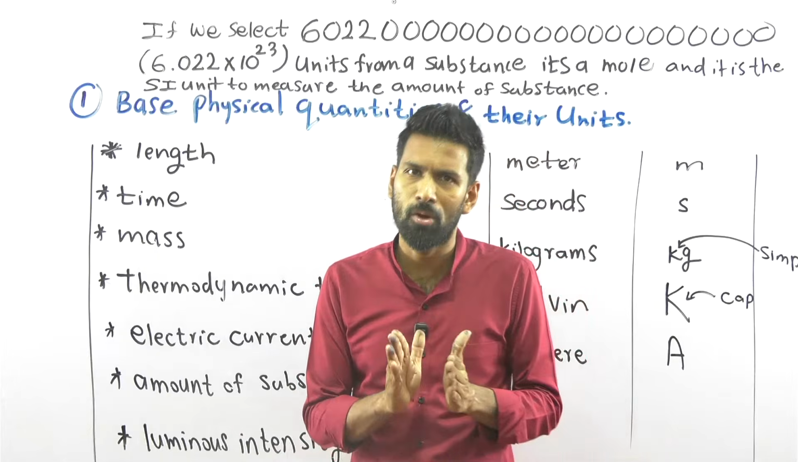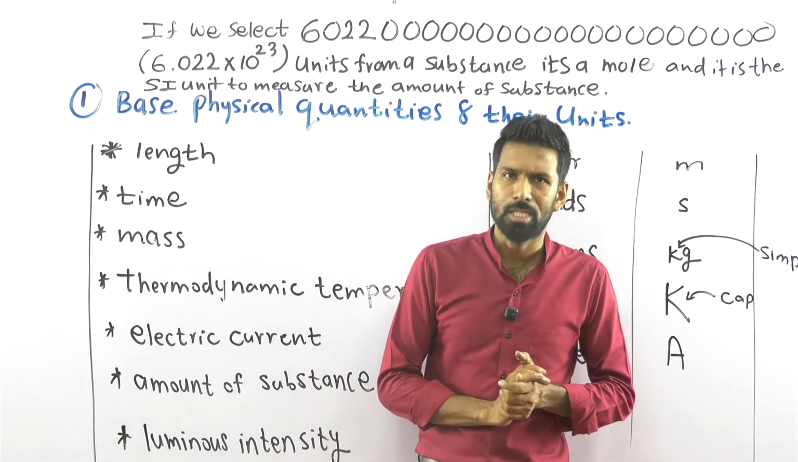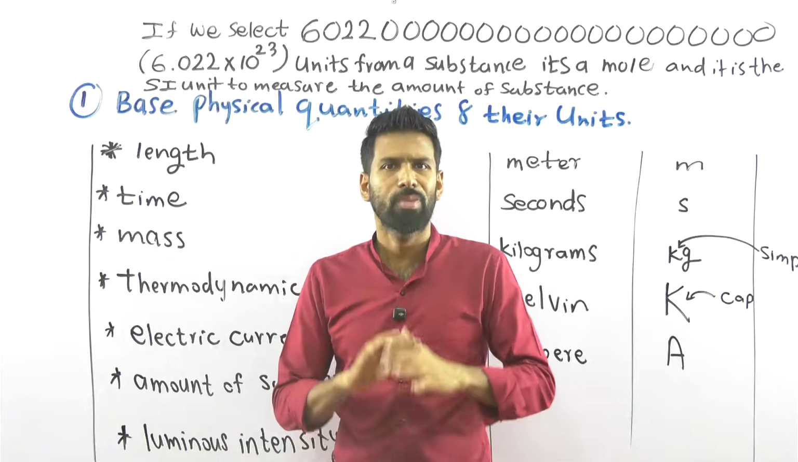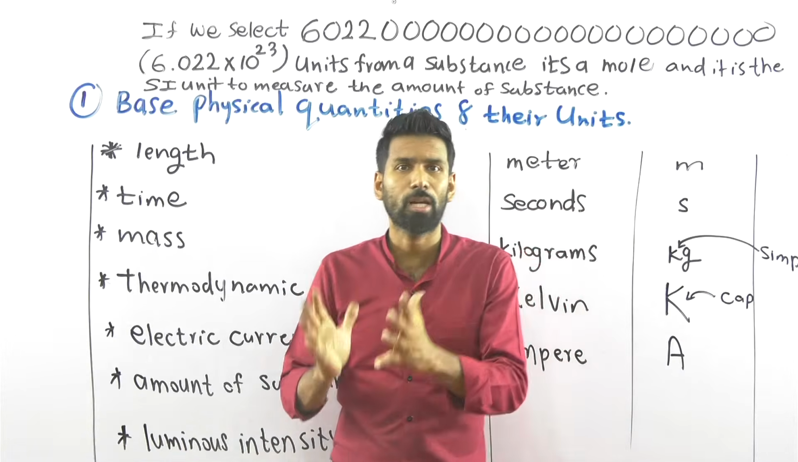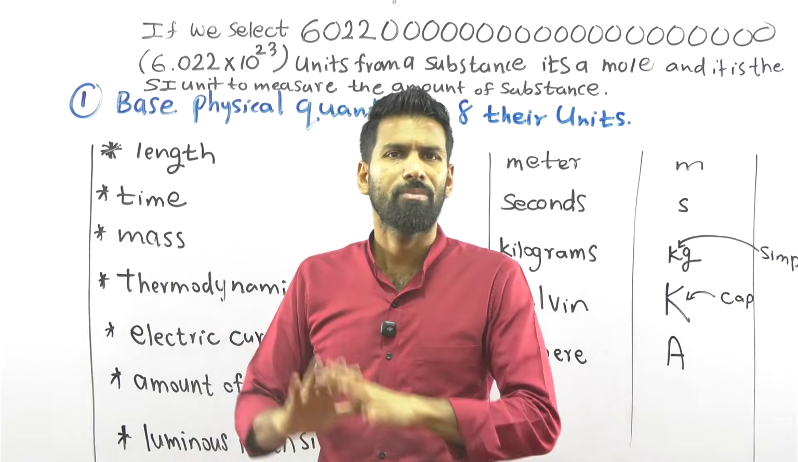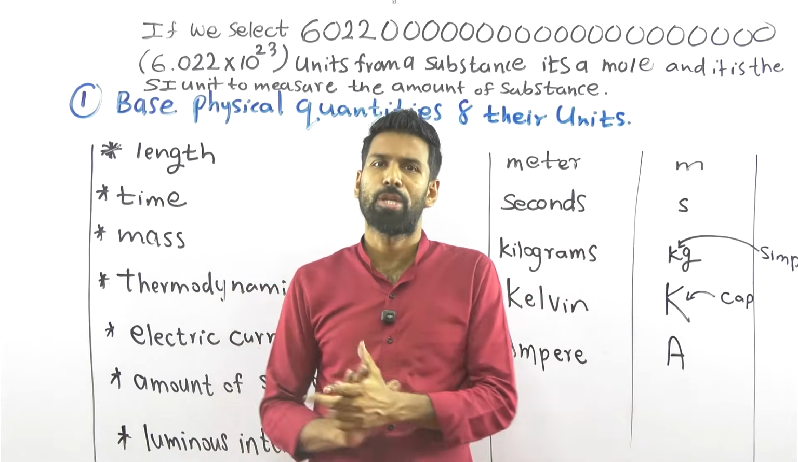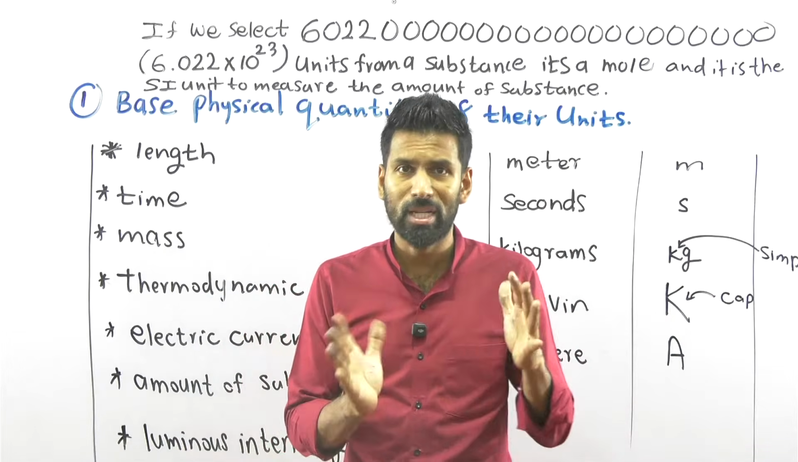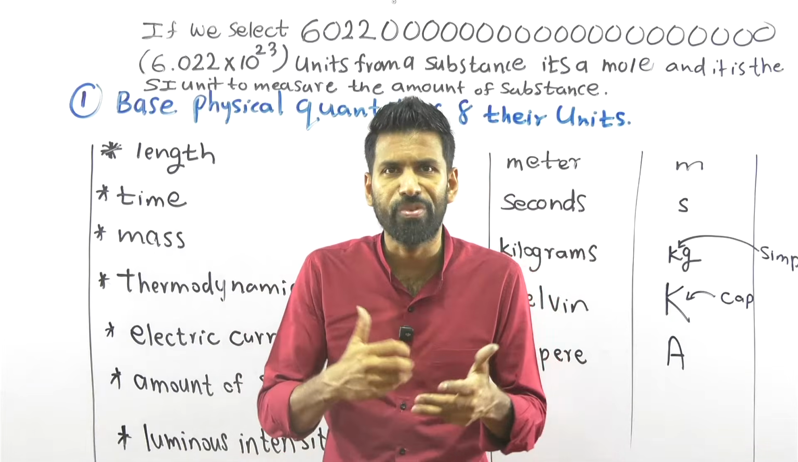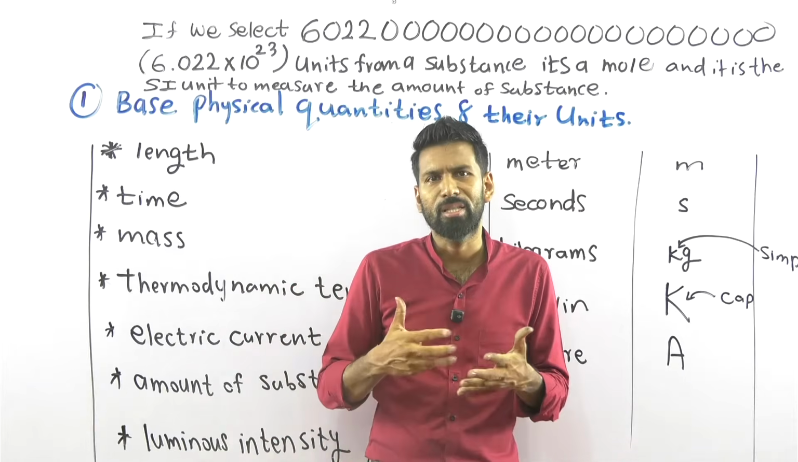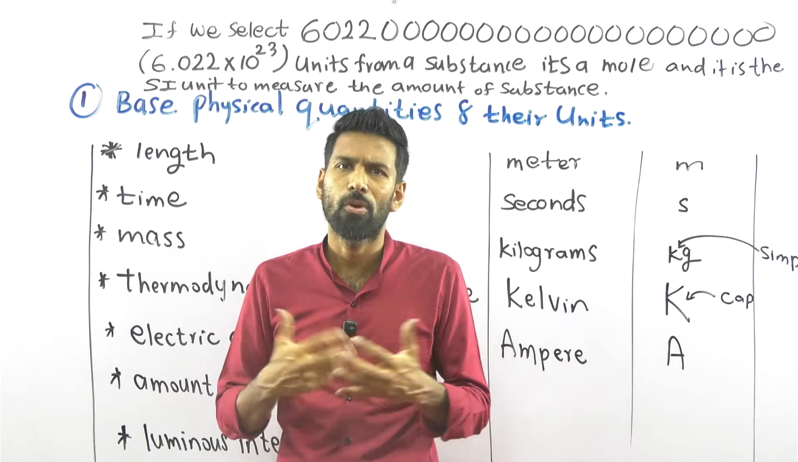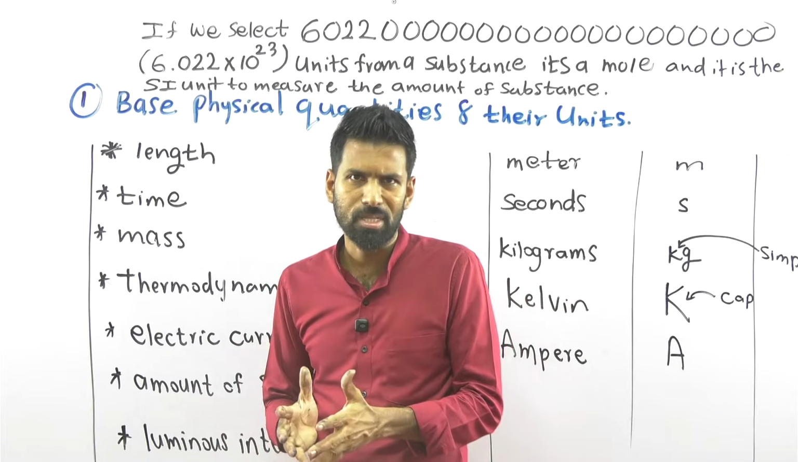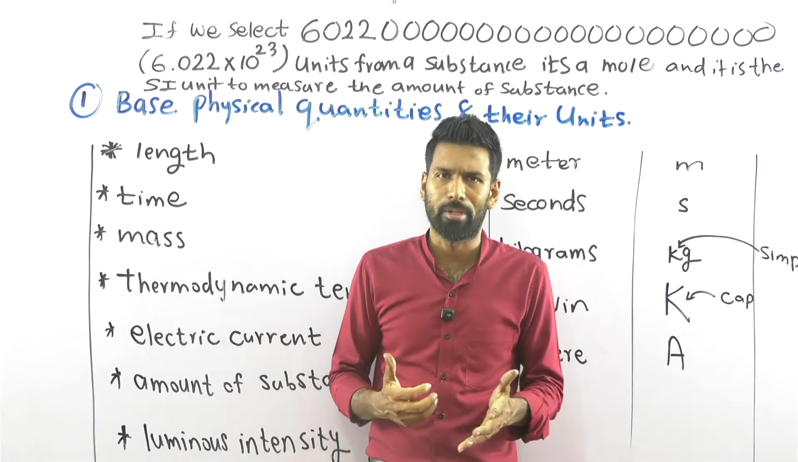Sometimes this amount might be balls. Sometimes this amount might be cats. Sometimes this amount might be number of electrons. Sometimes this amount might be gas molecules inside the room. Whatever the amount, whatever the substance, here in this physical quantity, we talk about the amount.